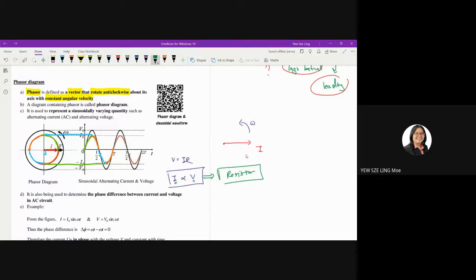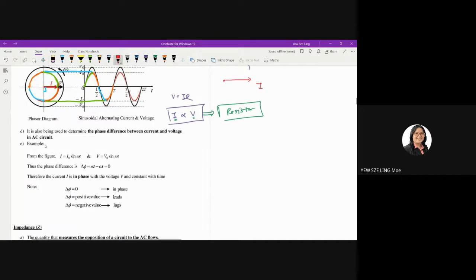Now let us go back to phasor again. A phasor is a vector. A phasor diagram means it is a diagram containing phasors. Of course, in a phasor diagram, you will have 2 or more phasors. It is used to represent a sinusoidally varying quantity, such as alternating current, AC, or alternating voltage, AV. Some books directly write the short form. But usually we use AC for the current.